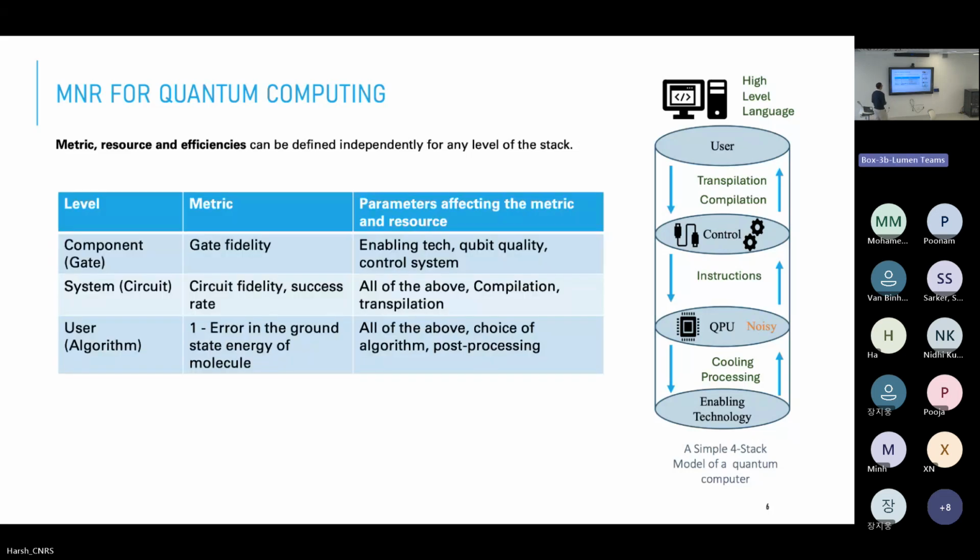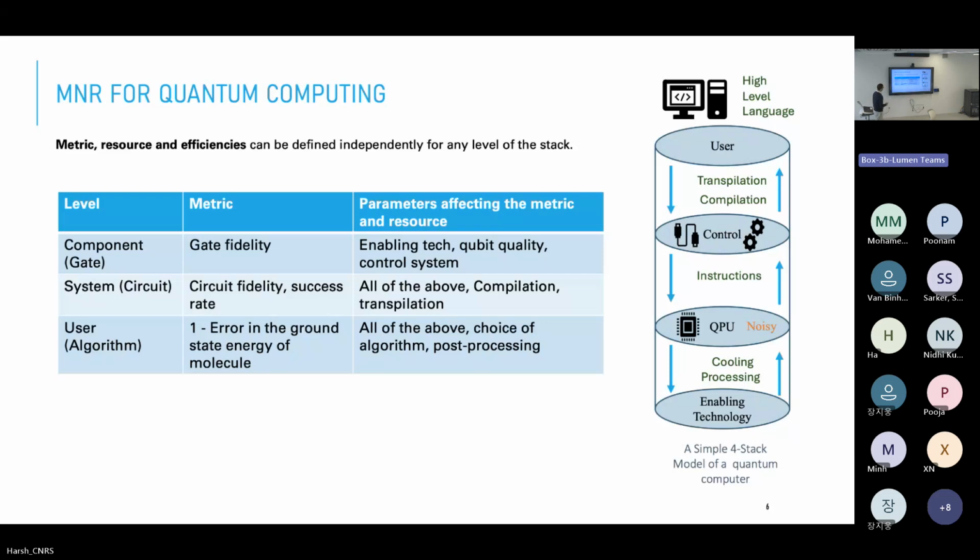For instance, we can talk about the gate level. Each gate has a certain metric of performance, and that's called gate fidelity. And the parameters that could affect this metric and the resource consumption for each gate are your enabling technologies, say how well you cooled your system, how good the qubit is in the first place, say what the decoherence rates are and other things. And then the question is how good your control system or your readout system is. So implementing a gate carries these trade-offs. The more resources you invest, you might get better gate fidelity, but you might end up spending more in terms of the energy that you have to invest.